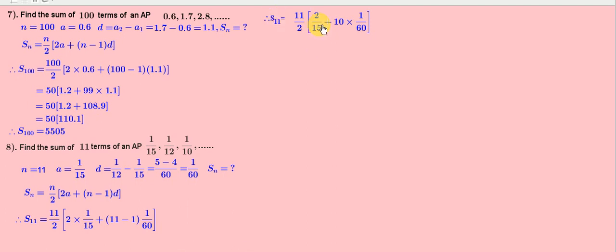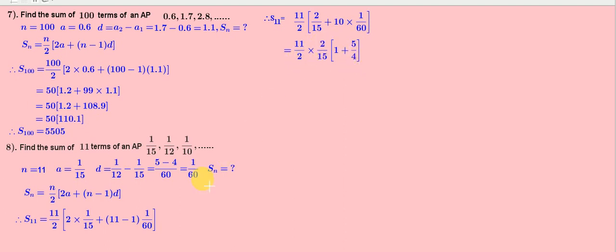Students, observe here. In bracket, first term is 2 by 15. Here 10 can be written as 2 into 5. Also 60 can be written as 15 into 4. Therefore, 2 by 15 is common factor. S11 is equal to 11 by 2 into 2 by 15 into 1 plus 5 by 4. After taking 2 by 15 as common factor, in the bracket we have 1 plus 5 by 4.